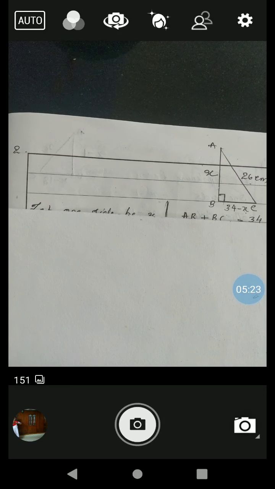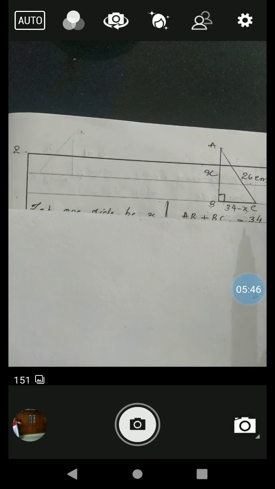The hypotenuse of a right angled triangle is 26 centimeter and the sum of the other two sides is 34 centimeter. Find the lengths of its sides. Now we can draw a figure. Draw the figure. Hypotenuse of a right angled triangle. Hypotenuse is 26 centimeter, that is given.